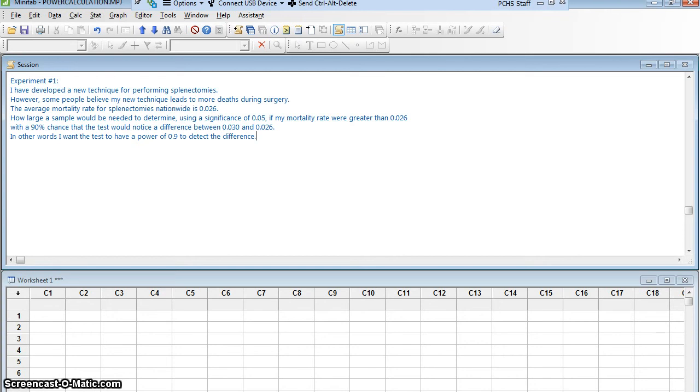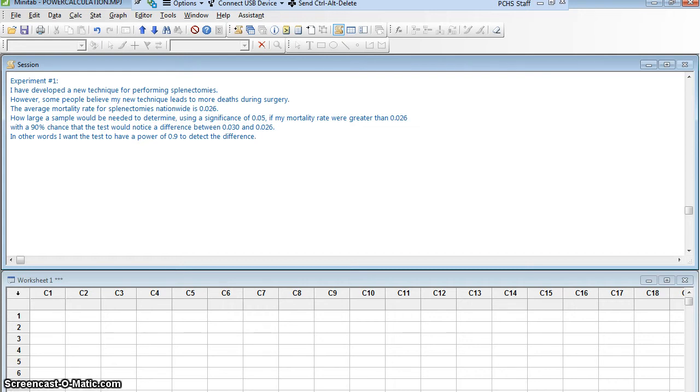Being the brilliant surgeon that I am, I have actually developed a new technique for performing splenectomies. I know, it's amazing, I'm incredible. It seems to be a great way to do it, except I have critics who say that my method is causing a greater mortality rate, or a greater percentage of people are dying on the table because of my technique than those who have the traditional splenectomy.